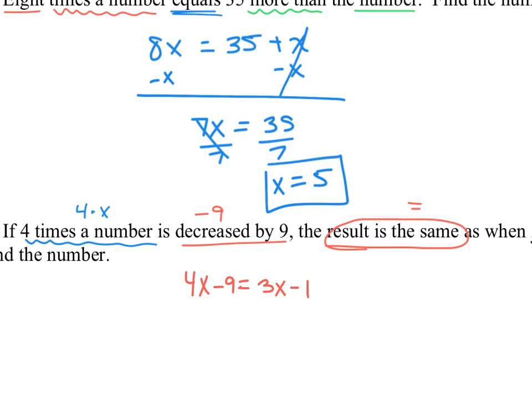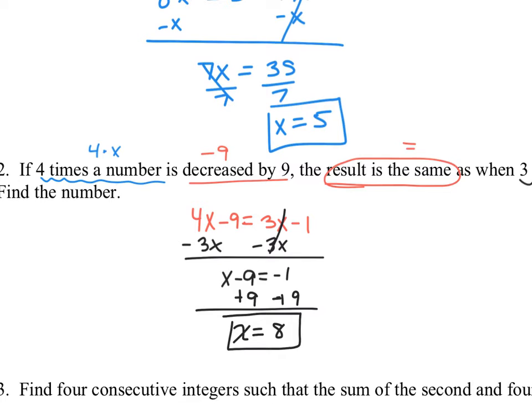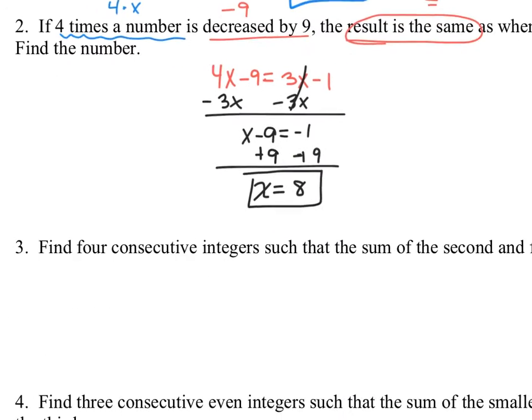You should go ahead and solve that equation. So when you solve your equation, you subtract 3x from both sides of your equation. I then get x minus 9 equals negative 1. To cancel out my negative 9, or my subtract by 9, I have to add 9 to both sides, and I get x equal to 8.